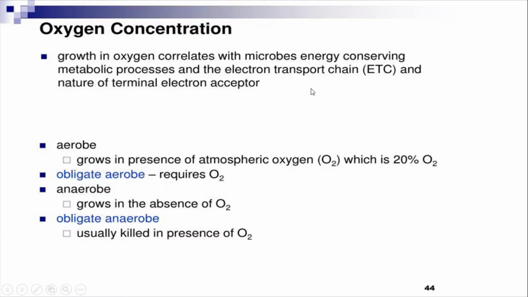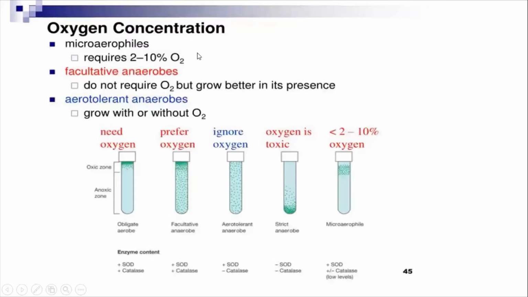So there you have the oxygen requirement. Now, aerobe means the organism which is growing in atmospheric oxygen, around 20% of oxygen is required. Obligate means it is definitely required. Anaerobe means in the absence of oxygen. Obligate means if these microbes are present in the presence of oxygen, then they will die. So obligate anaerobe means the absence of oxygen is definitely required.